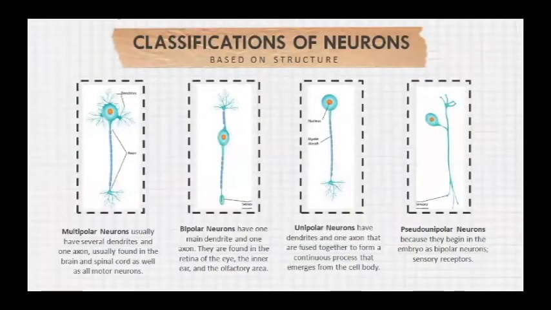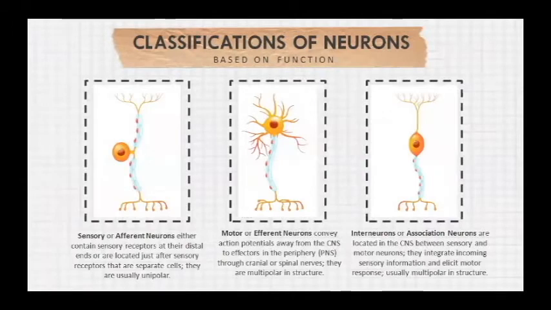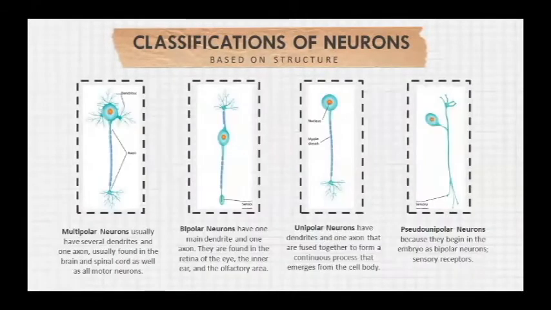Well, there are two kinds of classification of neurons. First is based on structure, and it could also be based on function. But first, let us discuss the structural classification of the neurons. In the classification of neurons based on structure, we have four classifications: the multipolar neurons, bipolar neurons, unipolar neurons, and pseudo-unipolar neurons. So first is the multipolar neurons.